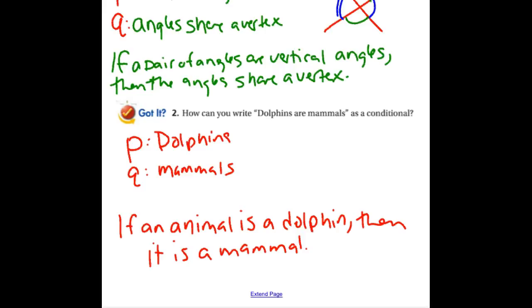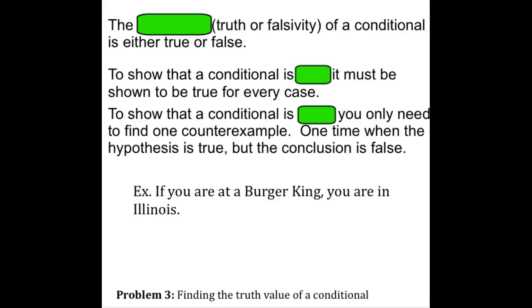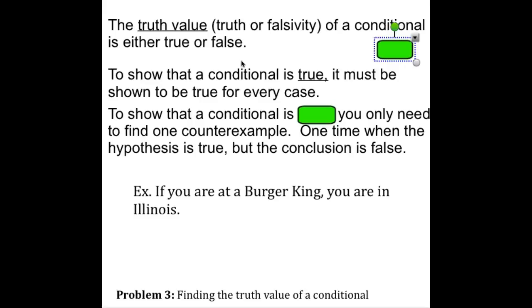Okay, so that's writing conditional statements, if-then statements. And the one thing about conditional statements is that they have a true or false value. They're true or false, and so we call this their truth value. The true or falsity of a conditional: like I said, they're either true or false. To show that a conditional is true, you must show that it's true for every single case, meaning every single possibility. To show that a conditional is false, you only need to show one counterexample. One time when the hypothesis is true, but the conclusion is false.